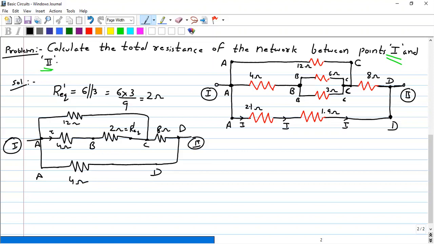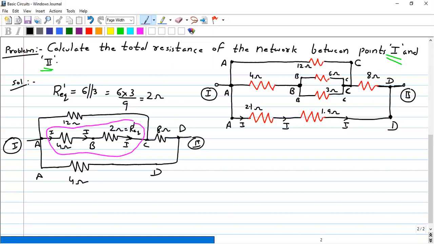Let us say we assume that there is a current I flowing in 4 ohms. The same current I will come out from 4 ohms and enter 2 ohms, and it will come out here again as I. Therefore, this 4 ohms and 2 ohms between points A and C are carrying the same current I. As they are carrying the same current, they are considered to be in series. So the equivalent of 4 and 2, they are in series.